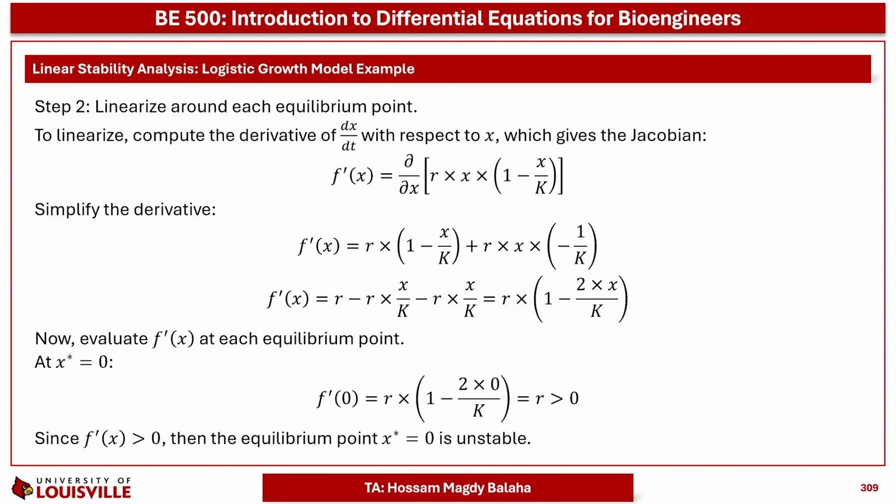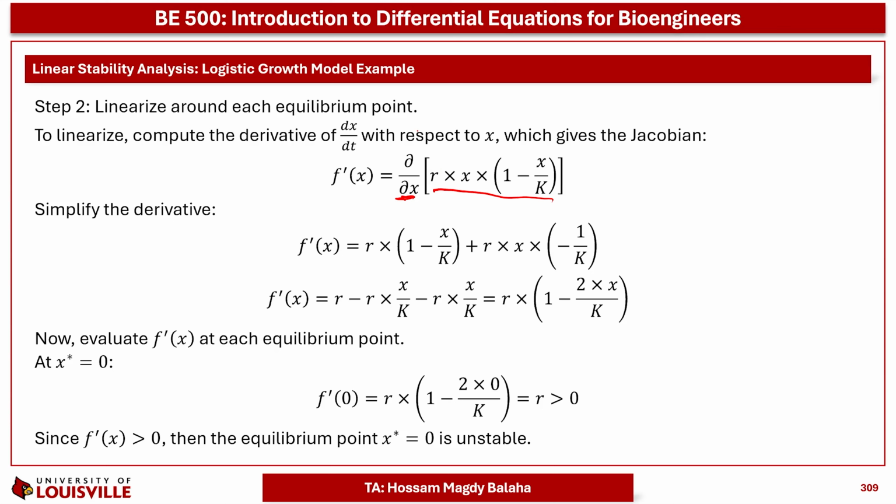The next step is to apply linearization using the Jacobian, and we have here one equation with one variable, so we are going to apply partial derivative according to that equation and that variable. So there's dx/dt, apply partial derivative according to x, the single variable in our example here, and try to solve it and simplify. So apply the partial derivative here.